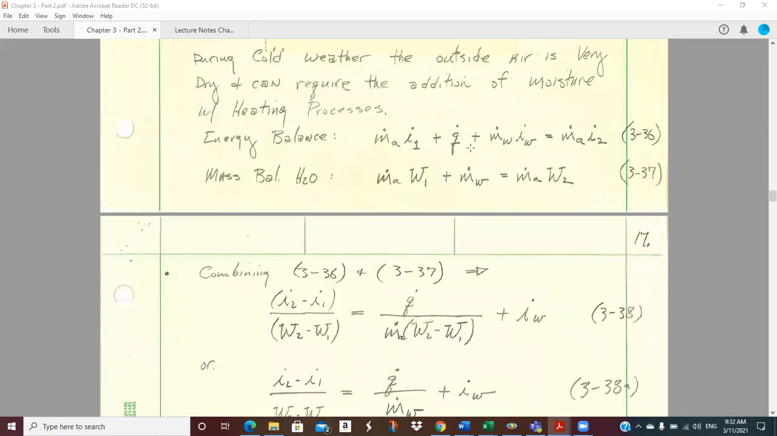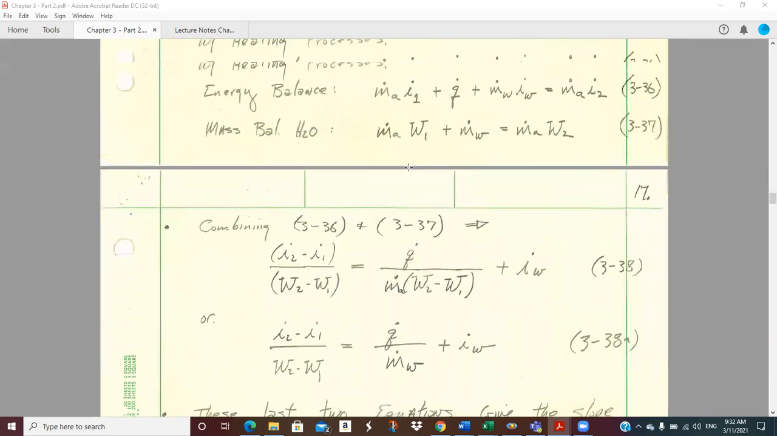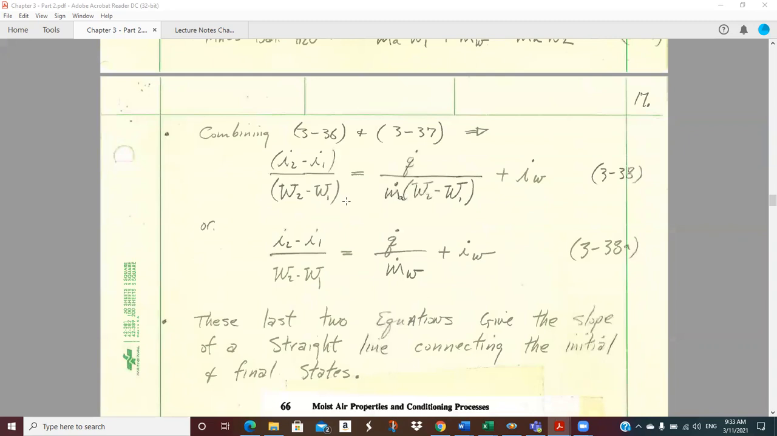So I think we talked through all the equations before, so I'll skip over that. From the energy balance and from the water balance, this is the water in, water added, and water out, and this is energy in equals energy out. Just the mass balance on water and the energy balance, we combine those equations, do a little math, and we can get it into either 338 or 338A. The only difference being that the mass flow rate of the dry air times the increase in humidity ratio is the mass flow rate of water added. So these two terms are the same thing, just writing it in two different forms.